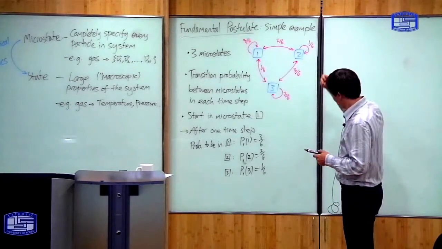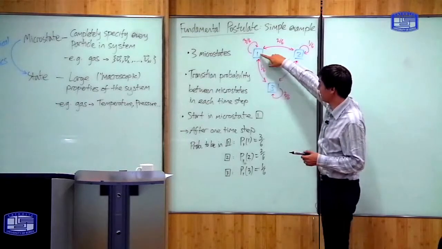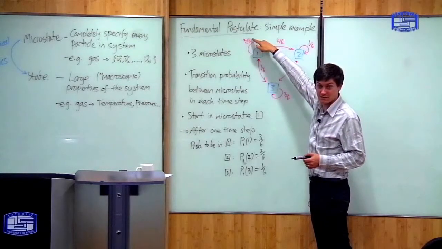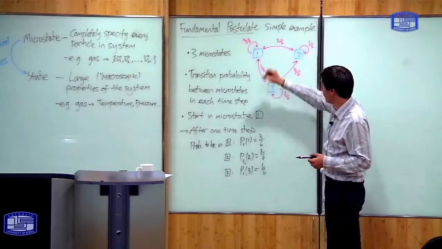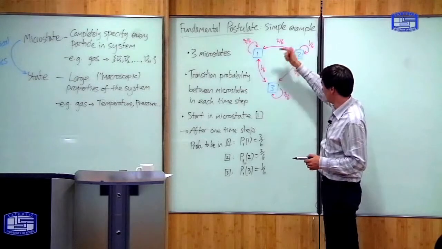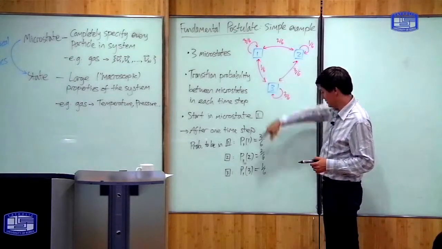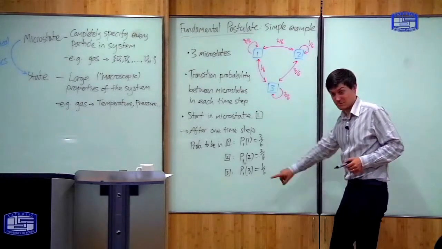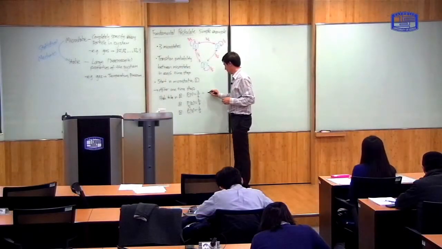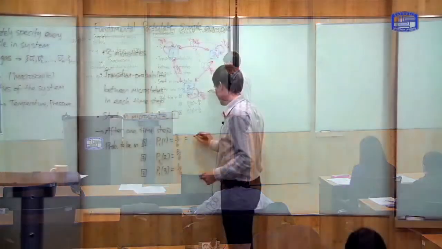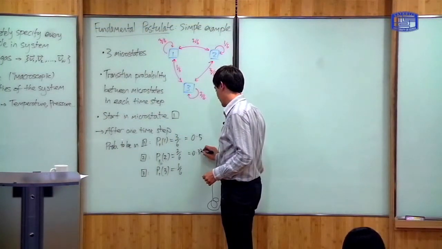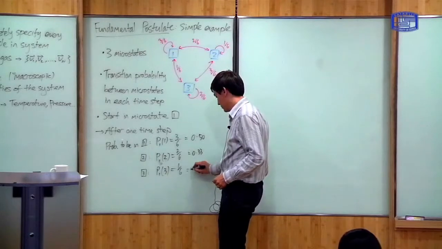Hopefully that's clear, right? After one time step, I started here. After one time step, the probability I stay there is 3/6. That's this. The probability I went into number 2 is this. The probability I went into number 3 is this. So that's very simple. It gets more interesting as we keep running. Okay, so this is 0.5, 0.33, this is 0.17.